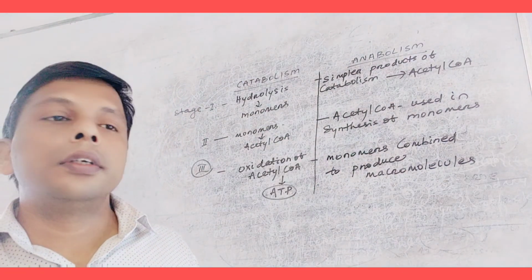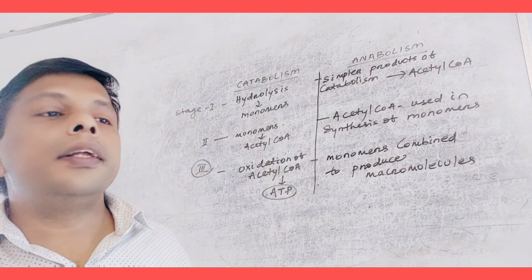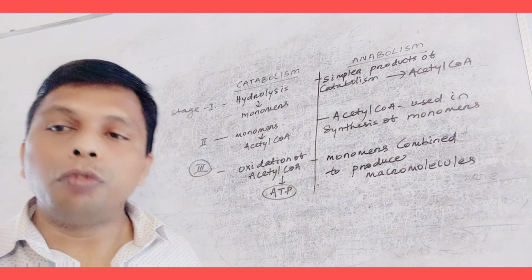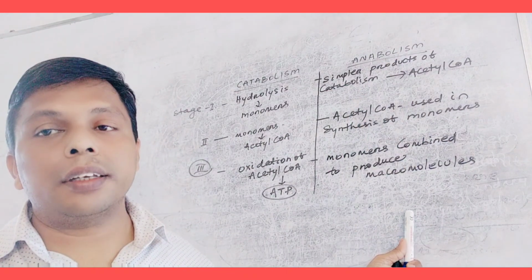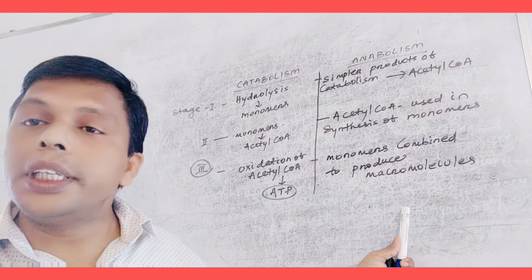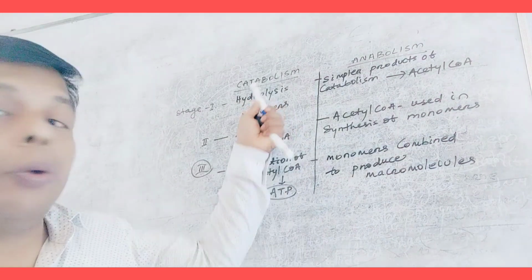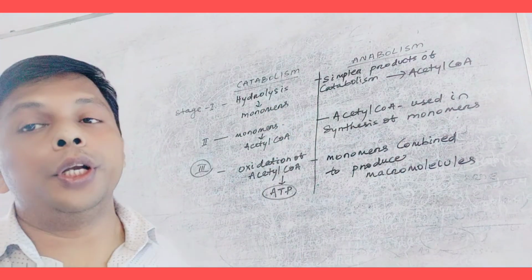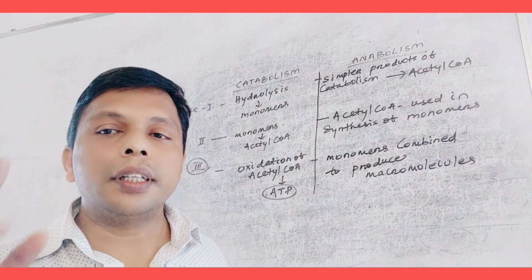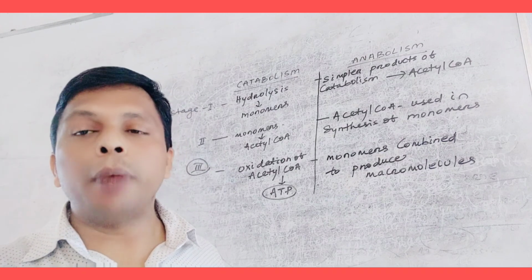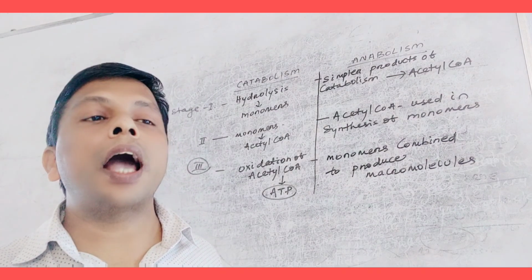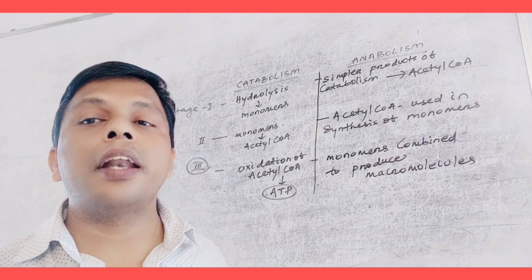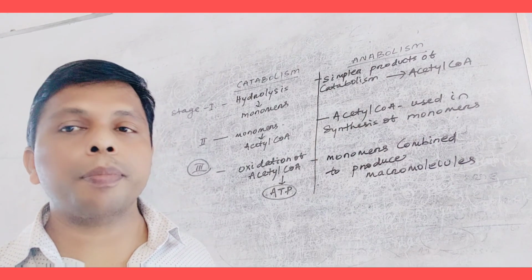When nutrients are required for our body, we find anabolism taking place. When energy is required for our body, the body enters the catabolic process. That means there must be a balance between these two processes. Without balance, we cannot carry out the body functions. Okay, thank you all.